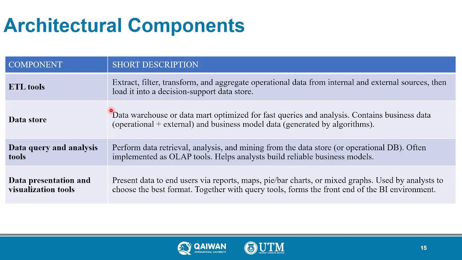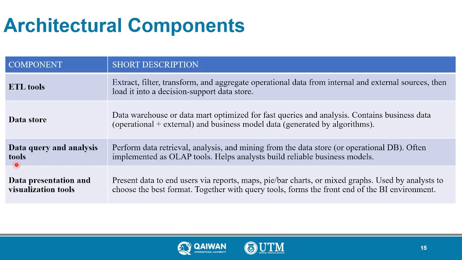If we went directly to the data itself, maybe we would not be able to get a very good answer. Why? Because in a data warehouse, the data are optimized for fast query and analysis. So the data in the data store would be better formed and organized in a better way. It contains business data, operational and external, of course, and business model data generated by the algorithm.